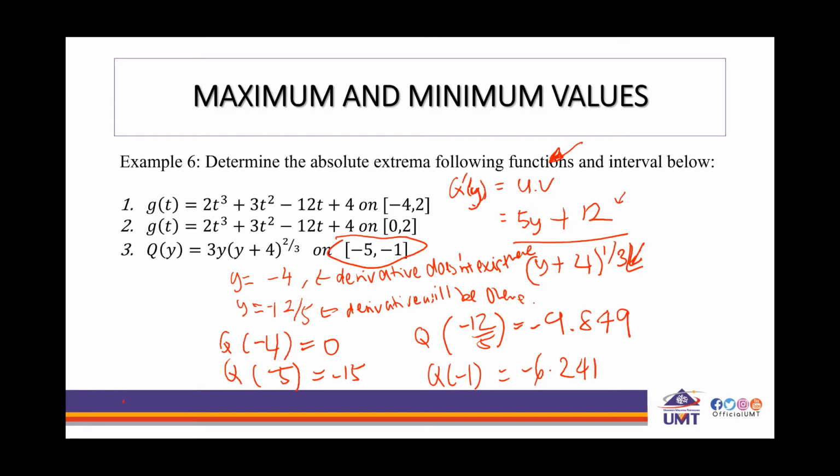Alright, but in this case, okay, the critical point where the derivative doesn't exist, y equals negative 4, we would not have gotten the correct answer if we ignored it, right? So in this case, the absolute minimum is here, okay, then the absolute maximum is here. Although the derivative doesn't exist here, because the value that we include and we calculate is on Q(y), not Q prime y, hence we still take the value for y equals negative 4. Okay, student? All right. Okay. So we have completed example 6. Is there any question?